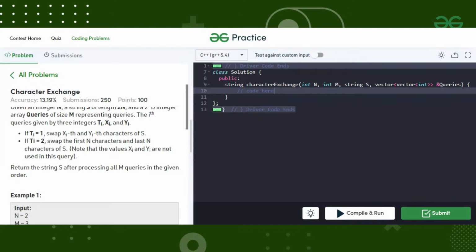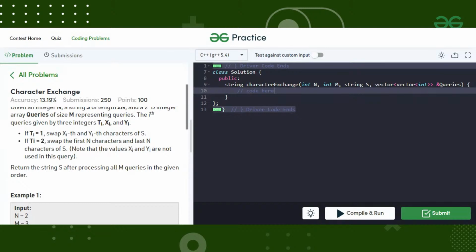Let us say there is a b c d. If you swap the first n characters with the last n, a is swapped with c, you will get c, and b is swapped with d, you will get d, so you get c d a b. And again if you swap the first n characters with the last n characters, in this case you will get a b c d. So can you see this?